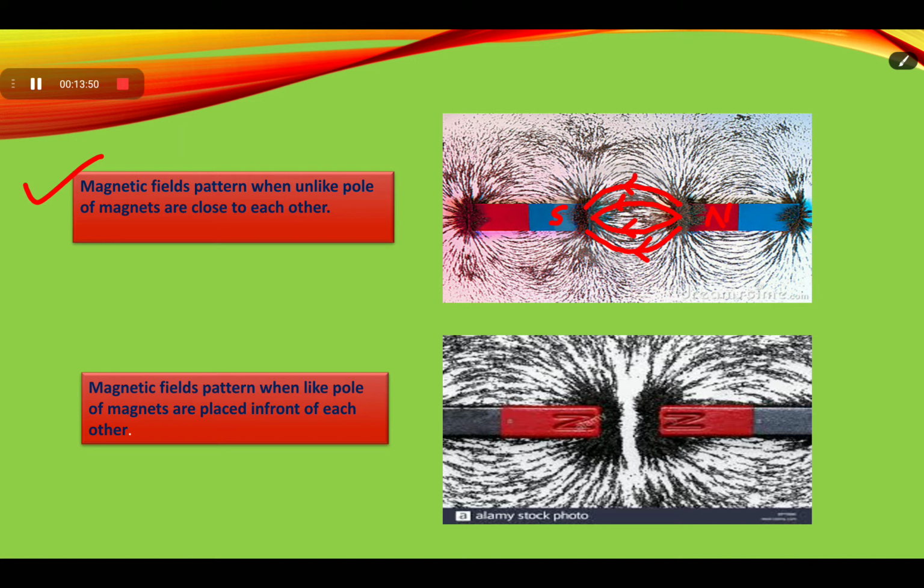And in the next, the magnetic field pattern when the like poles of magnets are placed in front of each other, like this case. So, this is the north pole, this is also the north pole, and we know that like poles repel each other. So, the magnetic field lines generated repel each other like this.